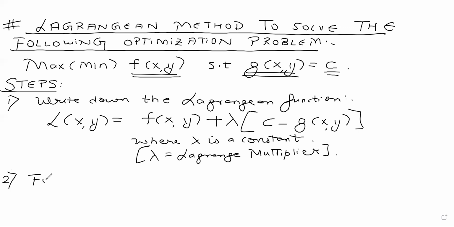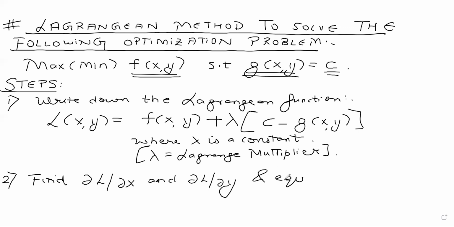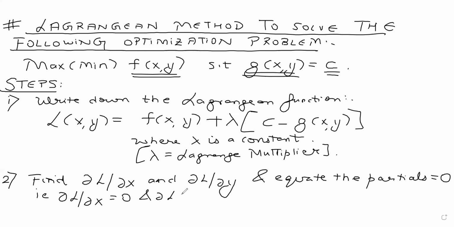Once we have defined our Lagrange function, we are going to find del L by del X and del L by del Y, and equate the partials equal to 0. That is, once we find del L by del X, we put it equal to 0, and once we find del L by del Y, we put it equal to 0.